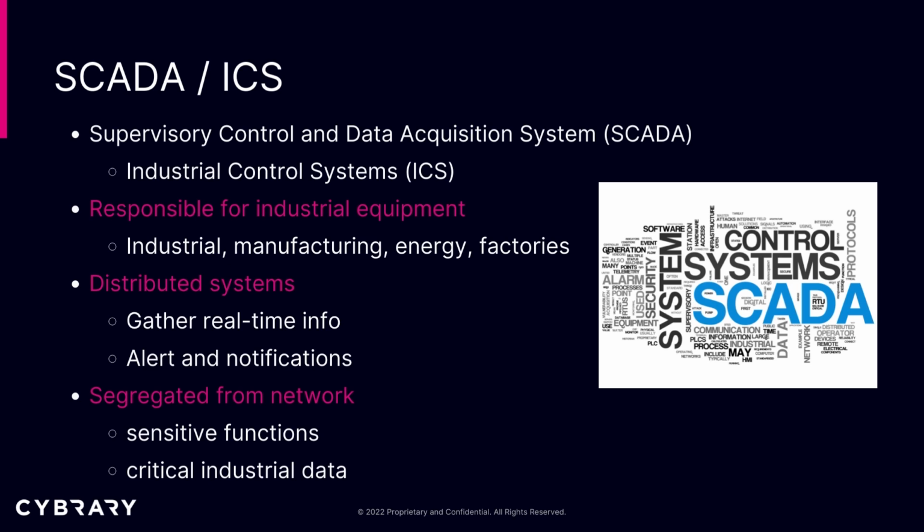These could be distributed systems. They gather information in real time and they'll have some type of alerts and notifications. It could be, again, in a factory, as far as the production numbers and so forth. And along those lines, again, you want these segregated from the network because these are sensitive functions and they're really critical to the industrial data. You want to keep these separate from the regular production network.